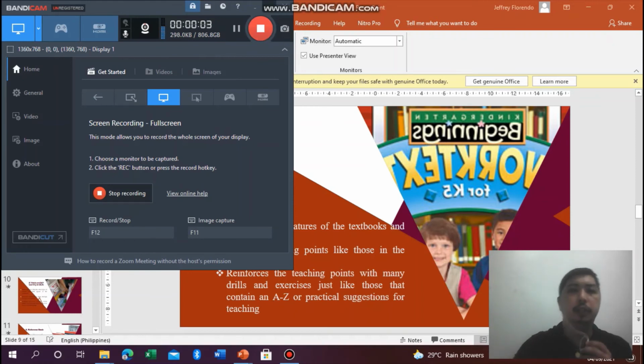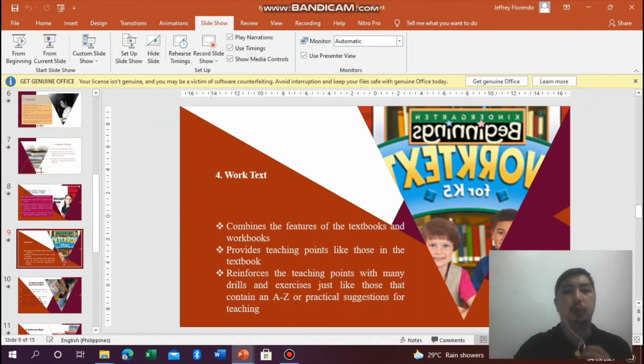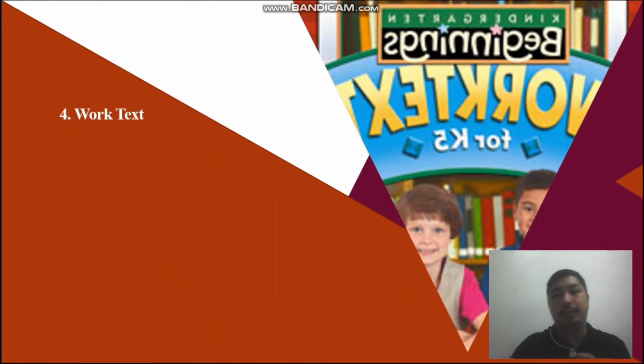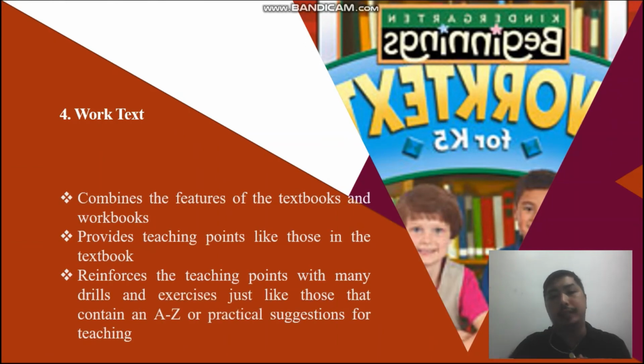Okay, guys, let us continue on the common types of instructional materials. The next type of instructional material is the work text. Now, how does a work text work, or what are the features of a work text as an instructional material? So it combines the features of the textbooks and the workbooks. So here there are exercises, and at the same time there are discussions.